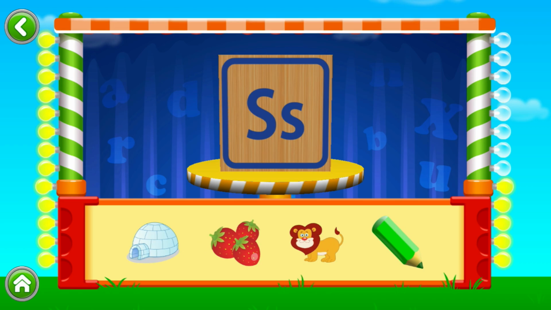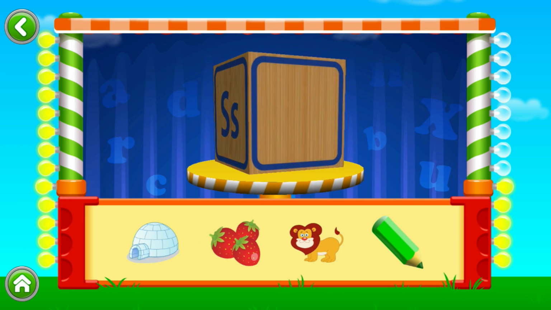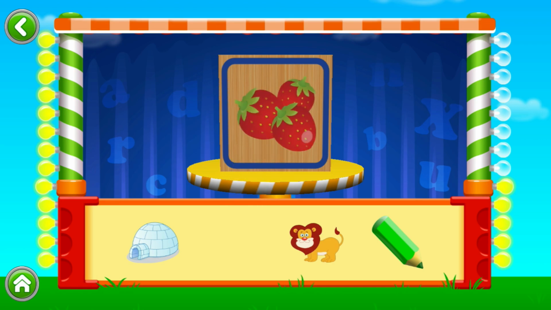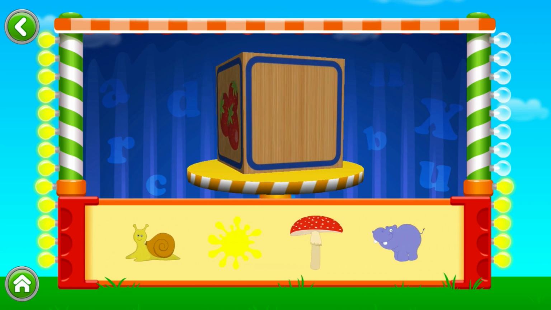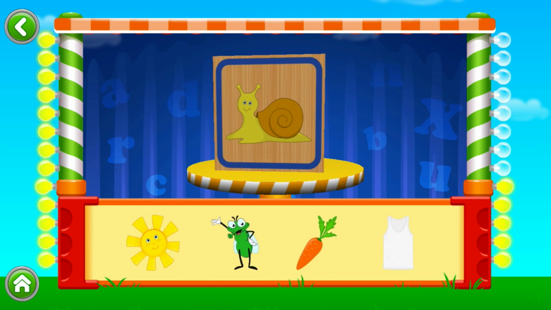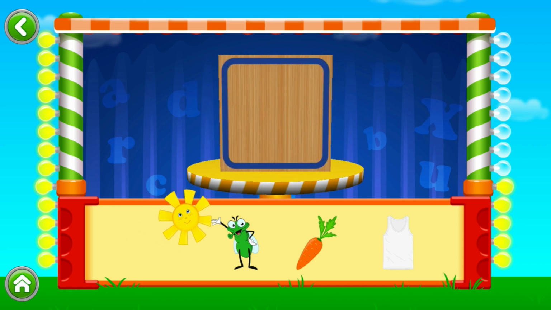S. Strawberry. Go ahead and turn the letter cube. Snail. Now, let's do the next side. Sun.